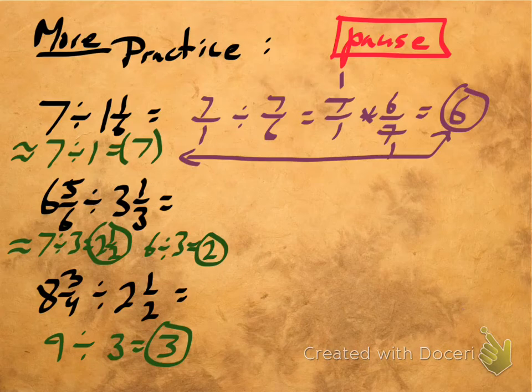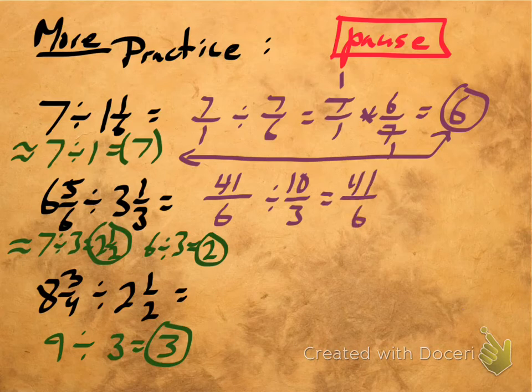The next one, 6 and 5/6. Okay, we got a little bit of work here. 6 times 6 is 36, plus 5 is 41. If you want to show your work on that, you're welcome to. Okay, and we're going to divide that by 10 over 3. Notice I'm not trying to do too much at once. Let's change both numbers into improper fractions first. Then let's rewrite it where we flip the second fraction and change it into multiplication.